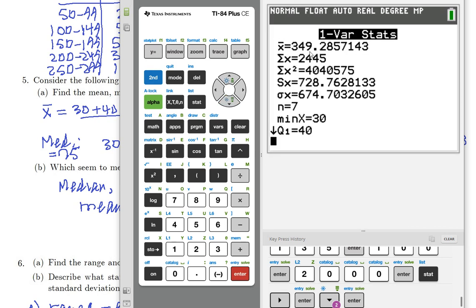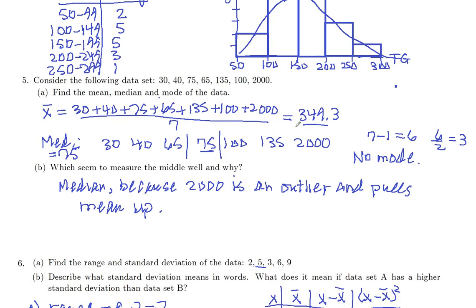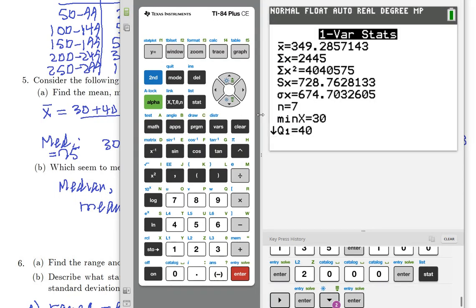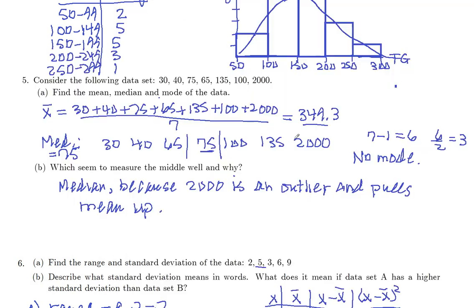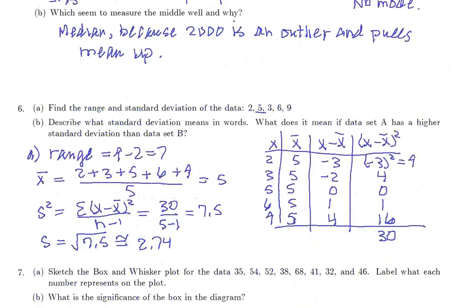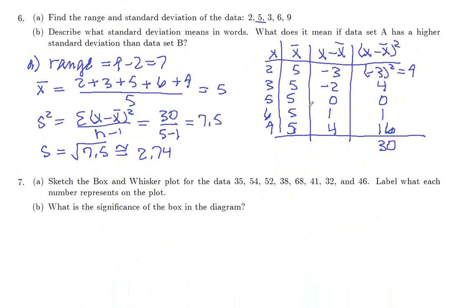So x bar 349.28. That's what we got here, 349.3. We scroll down here. Our median, 75. That's right there, 75. And that double checks our work there. So remember, you can use the stat features to double check. Of course, if I have you do it on the written portion, you're going to have to write out the details.